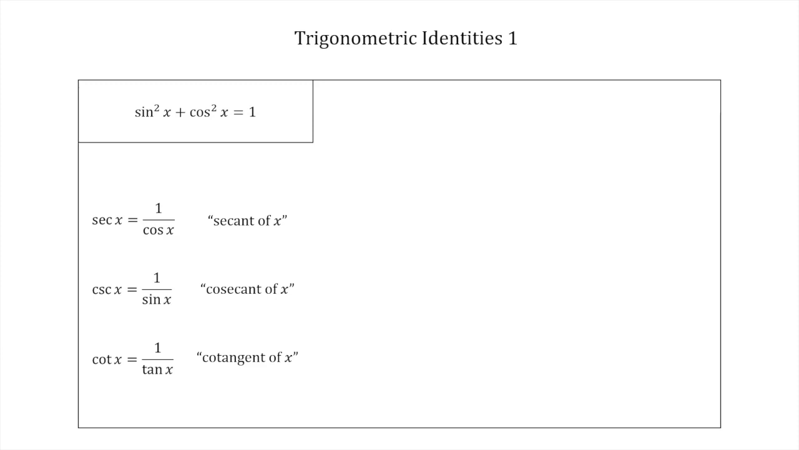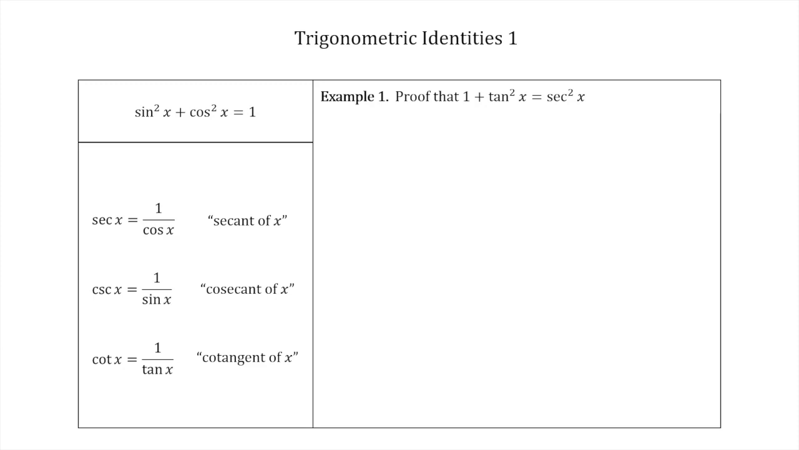So if you've not seen these before, it might be worth pausing the video and writing them down or trying to remember them. You've got sec of x is 1 over cos of x, cosec of x is 1 over sine x, and cot of x is 1 over tan x. So we're going to use these functions and the identity at the top to solve a few problems. So let's look at example 1.